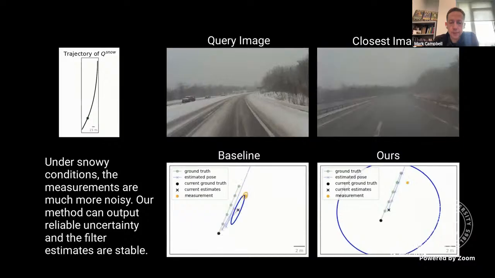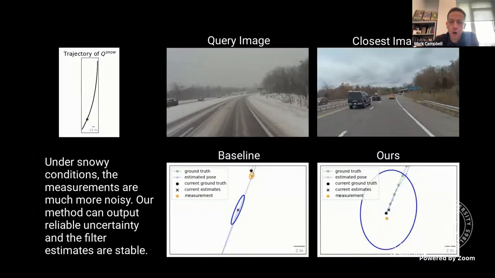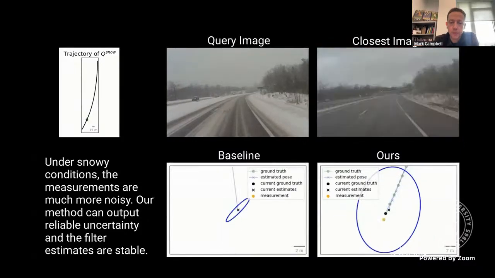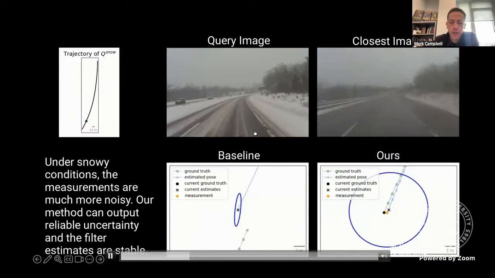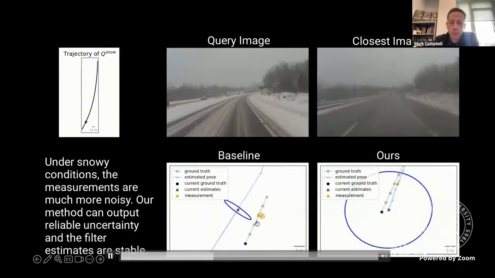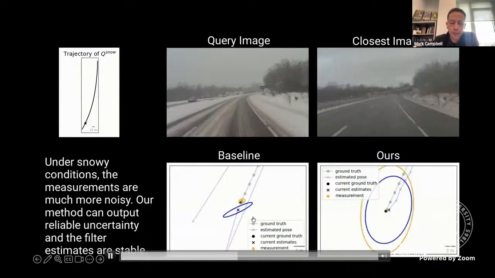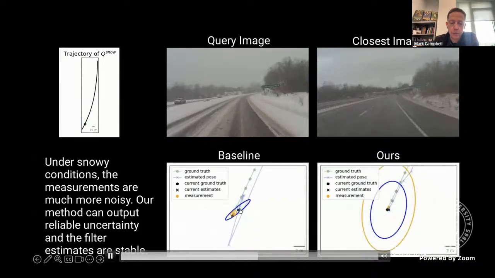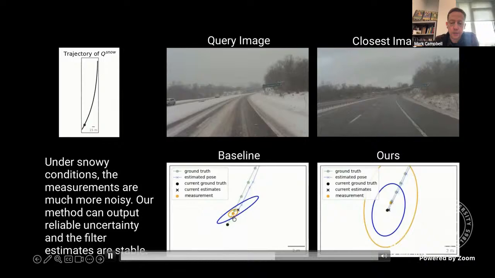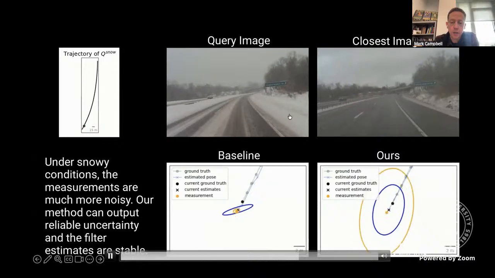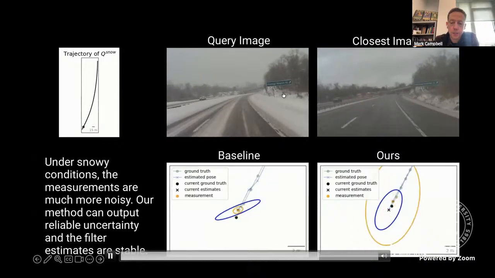Okay, so a couple of images of some of the hard examples that we're doing. This is the query image. This is the baseline as we're driving in snowy conditions. And what you're looking for here is the fact that the green, the ground truth, basically goes outside the uncertainty. So basically the uncertainty here locks on because it can actually see the sign.